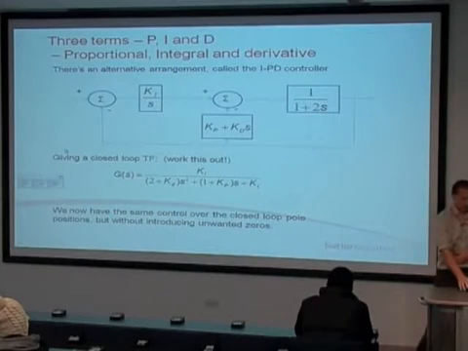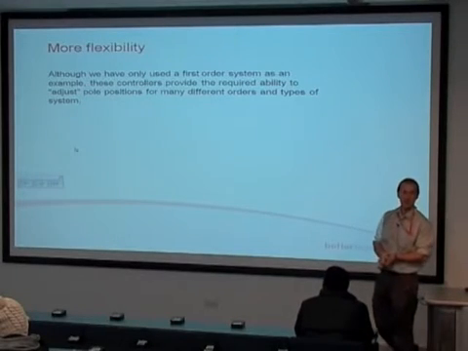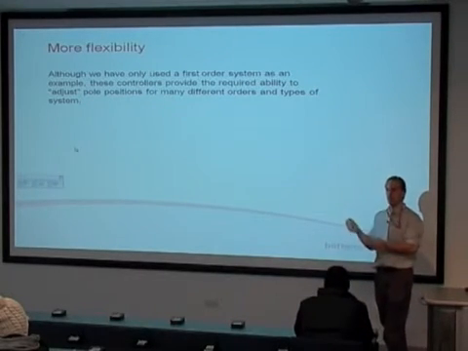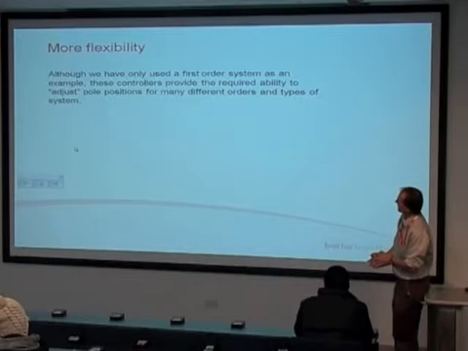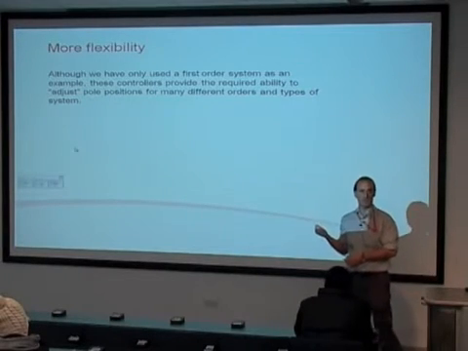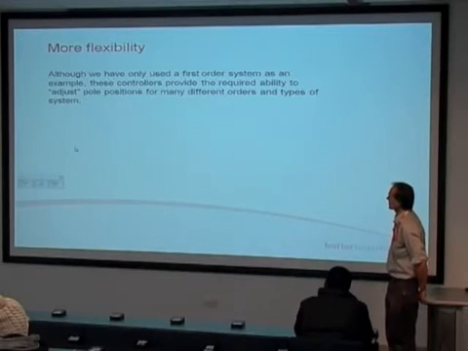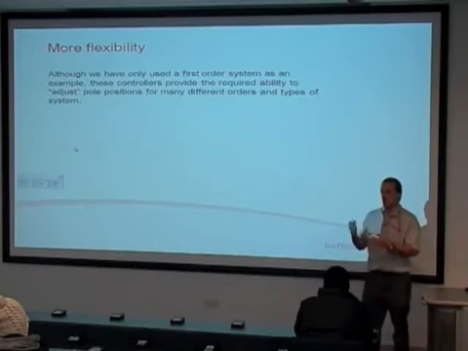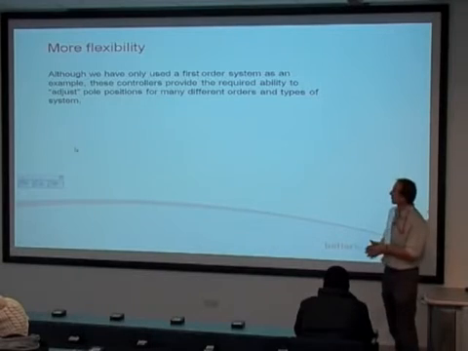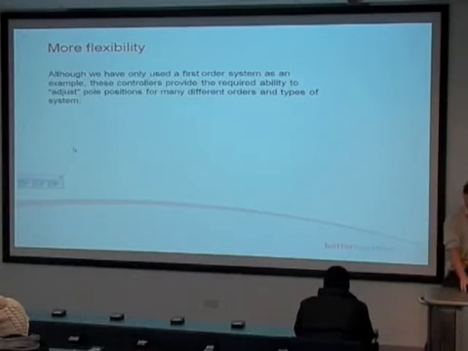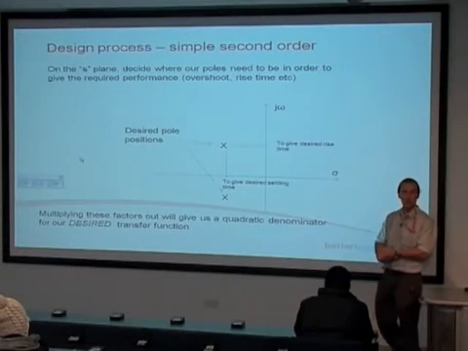What we're going to do instead is actually find out how to adjust the pole positions and take advantage of this variability we've got in the transfer function. We've only used a first order system for this example, but these controllers provide the ability to adjust pole positions for really very much more complicated systems than our example. You can go through exactly the same process. So, let's have a go.